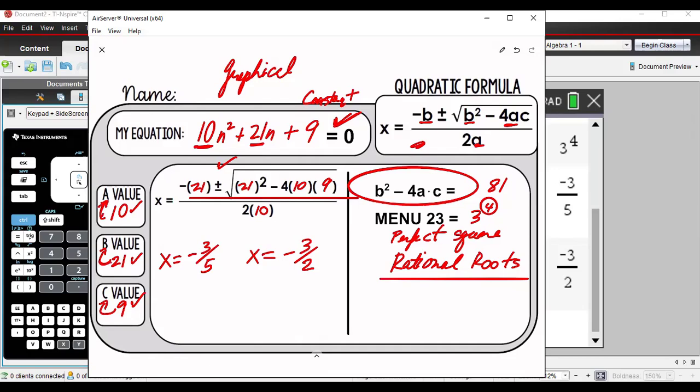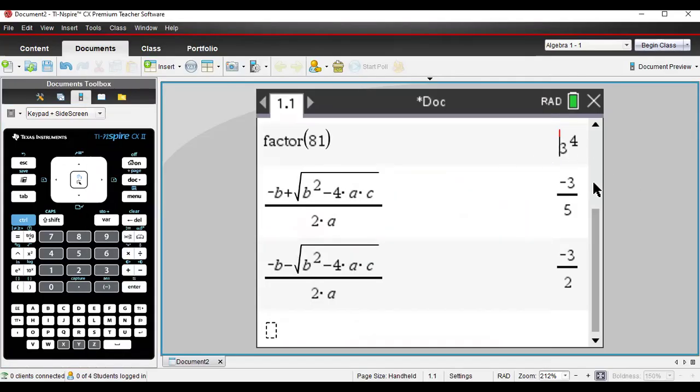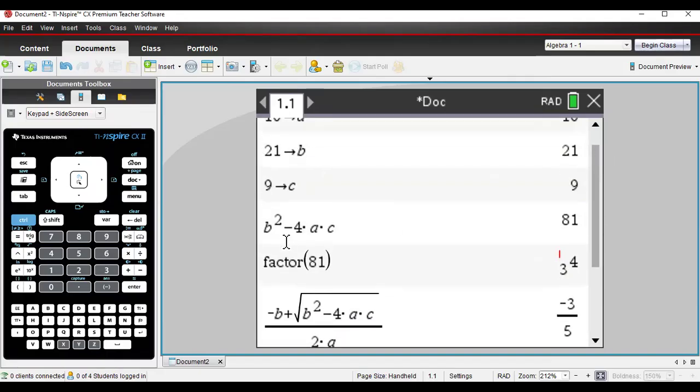Once you've done that, you're going to take the calculator and store all of these values: 10 into a, 21 into b, and 9 into c. And then you're going to do the b squared minus 4ac part, because that's going to tell you if the roots are going to be rational or irrational. It's going to tell you the number of roots, okay?